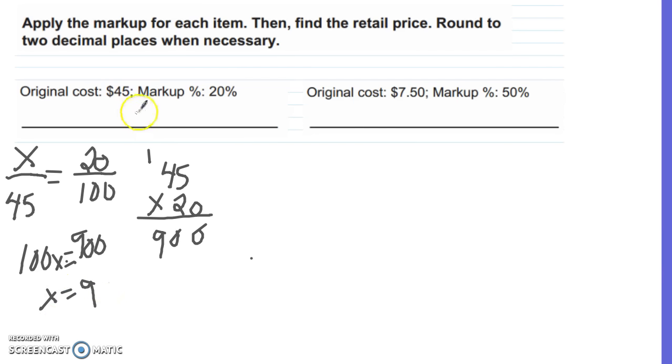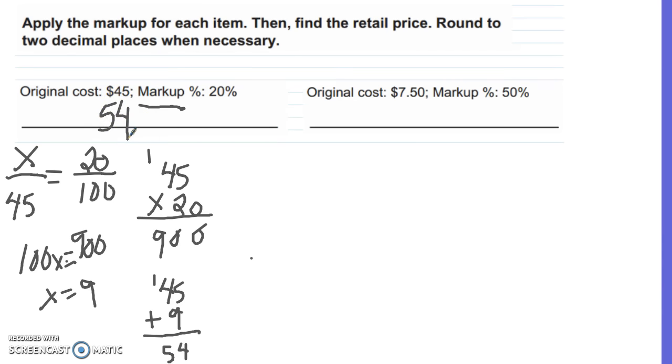Since this is a markup, you are going to add the original plus the markup. So we are going to add 45 plus 9. 9 plus 5 is 14. 4 plus 1 is 5. We get 54. All right, let's take a look at another markup.